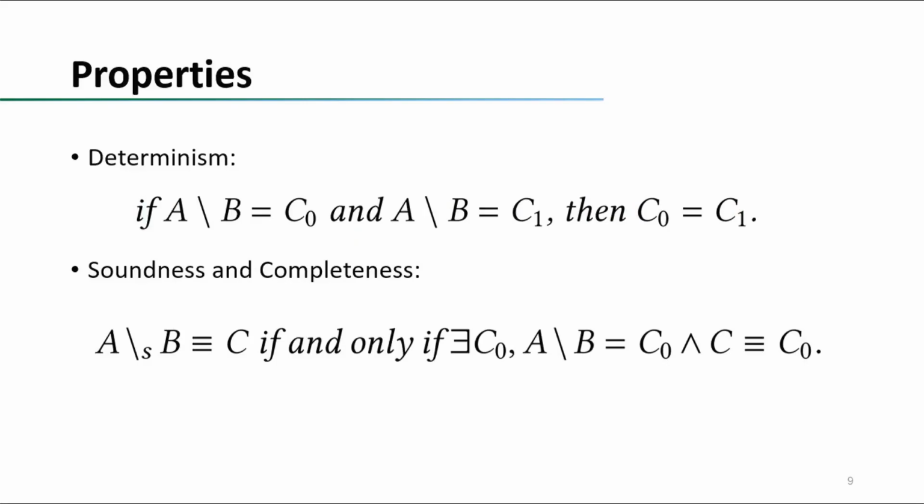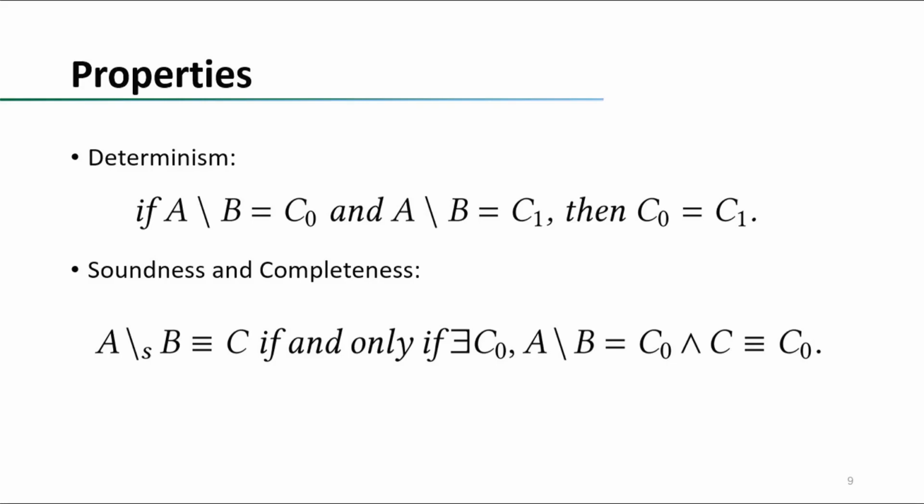Of course, the type difference we propose is deterministic, that is, A minus B should yield at most one C. And most importantly, there are soundness and completeness. That is, we can find a C that satisfies the three conditions we just proposed if and only if there is a C0 such that A minus B equals C0, and C is equivalent to C0 in terms of subtyping relations. And that is the main theoretical result of our paper.